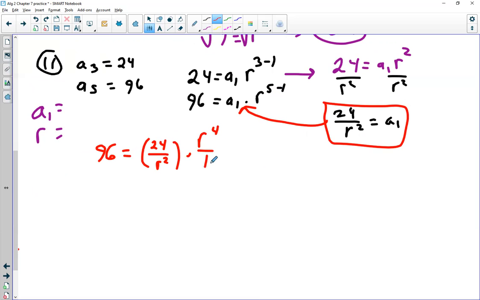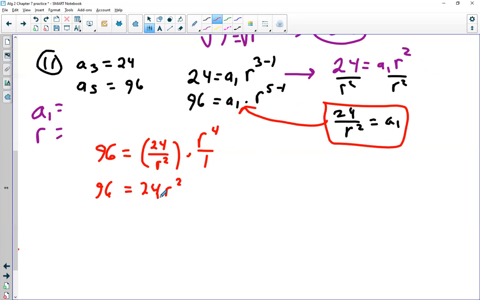Dominic, how did that R to the 3 minus 1 become R squared? 3 minus 1 is just 2. You just actually subtract it. So then I'm going to take this R to the 4 and R squared. We've got to remember our exponent rules. The exponent rule says we can subtract these when you have one on top and one on bottom. So this is the same thing as 96 equals 24 R squared.